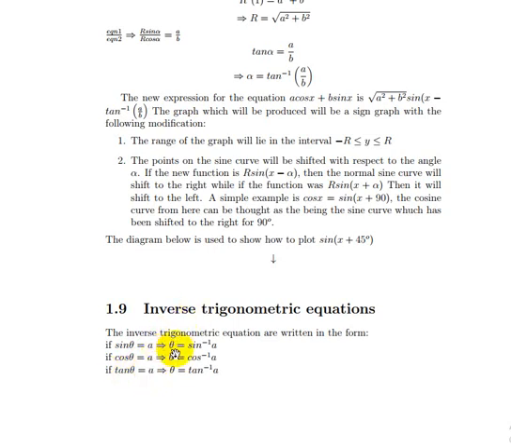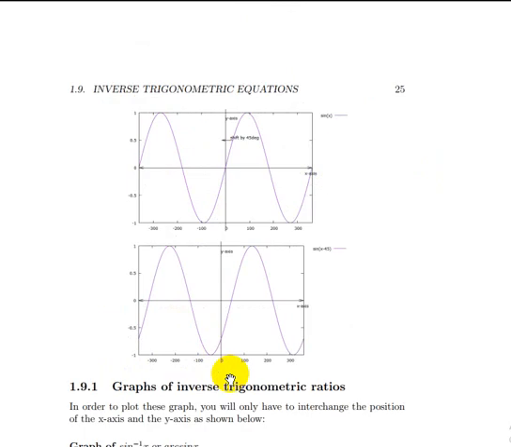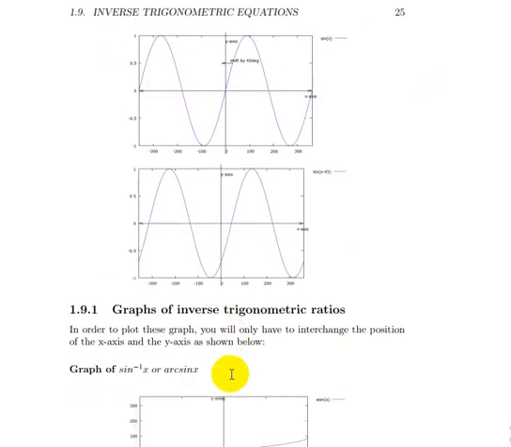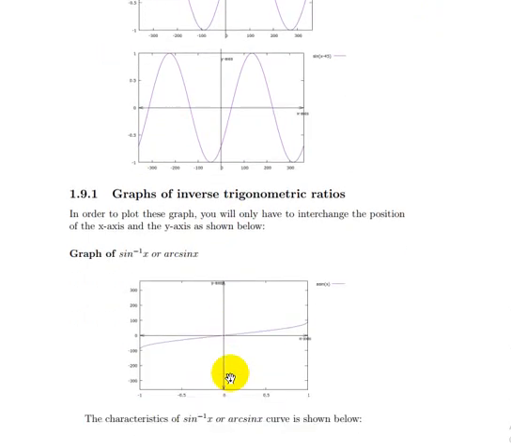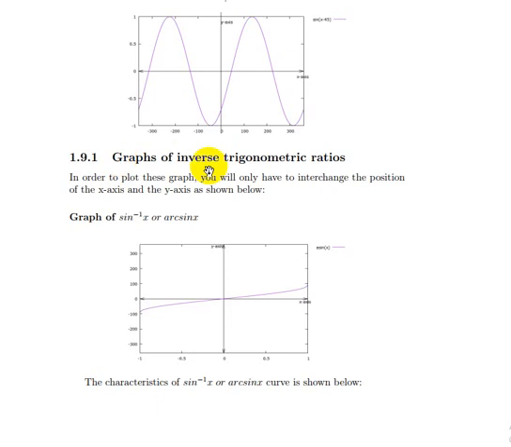In this case, theta is equal to sine inverse of a. Theta is also going to be equal to cosine inverse of a, and theta is also going to be tan inverse of a, and all these are written by convention. Now, the first thing to note here will be the graphs involved in inverse trigonometric ratios.